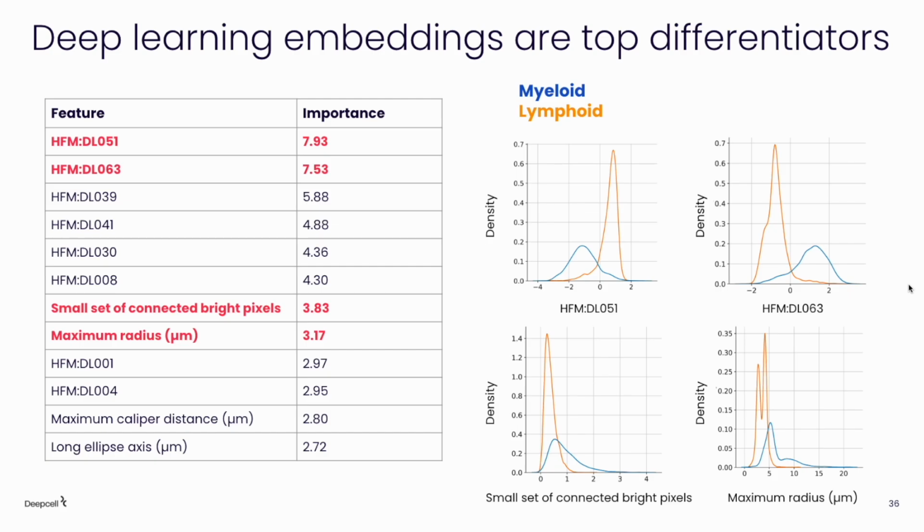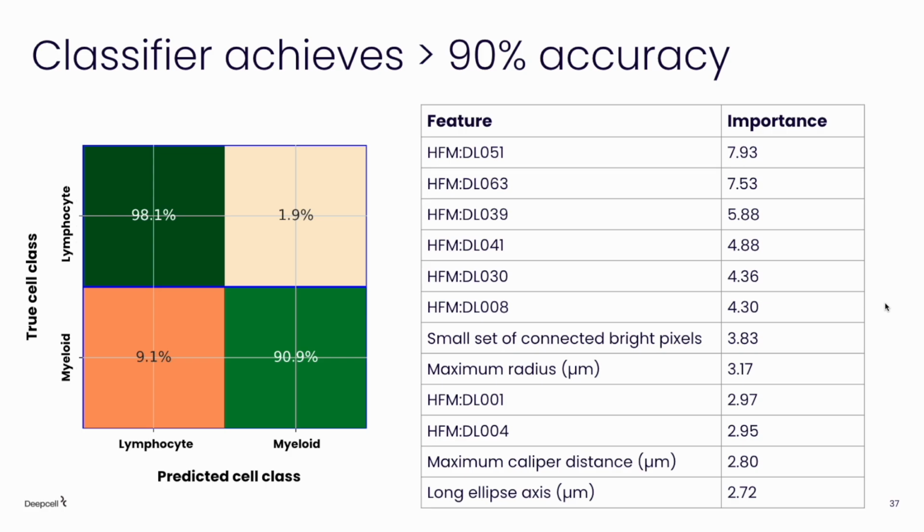When we apply our human foundation model and fit a classifier to identify the morphology features that differ most between the myeloid and lymphoid cells, we find measurements of size and shape, maximum radius, maximum caliper distance, and long ellipse axis, as expected. In addition, we find deep learning features that are even more discriminative, as indicated by the high importance scores, and also the clear differences in the distributions of these features in each class. This classifier achieves an accuracy greater than 90% in distinguishing lymphoid and myeloid cells by morphology alone.